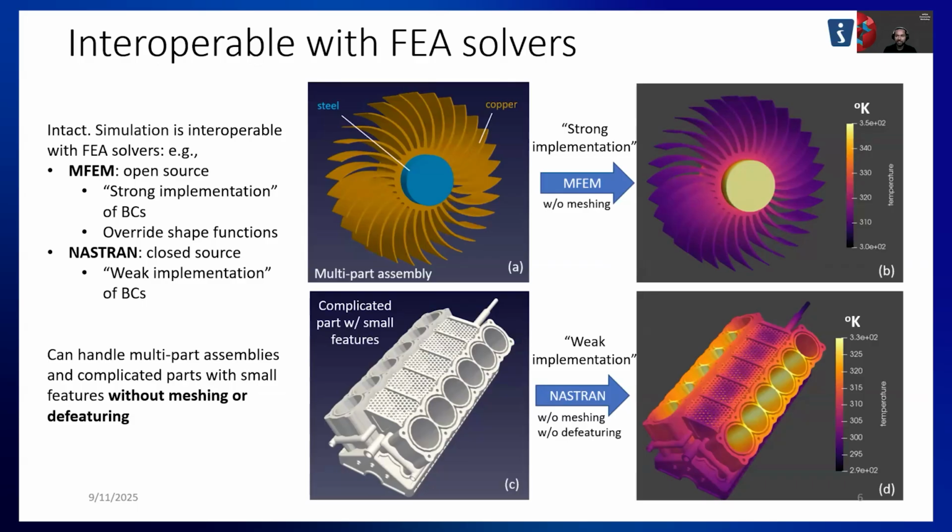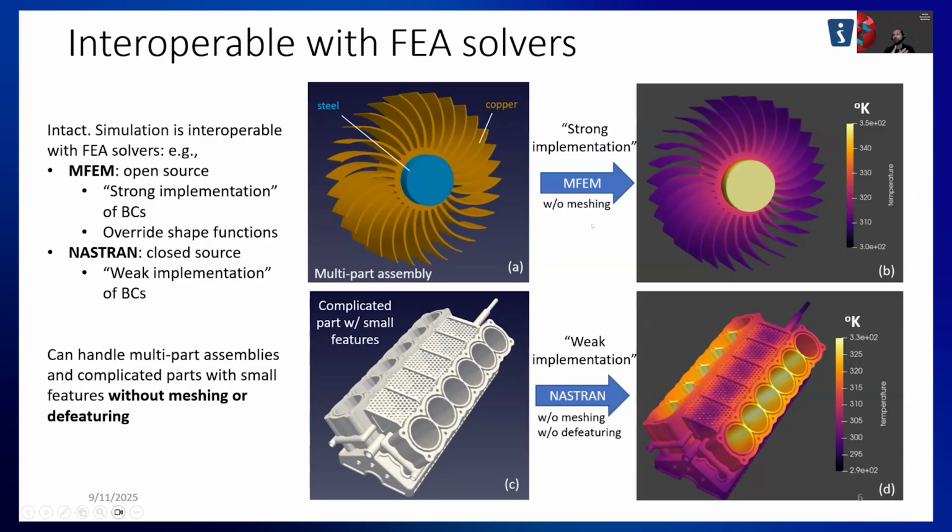So the consequence of having the strong and weak implementation is that it offers a way to interoperate with other FEA solvers. Now, what I mean is this. So this is a heat sink part, and we wanted to do simulation on this, but we wanted to use MFEM. So we chose to do the strong implementation, which means that the code base, the FEA engine, must be open source. So luckily for us, MFEM is open source.